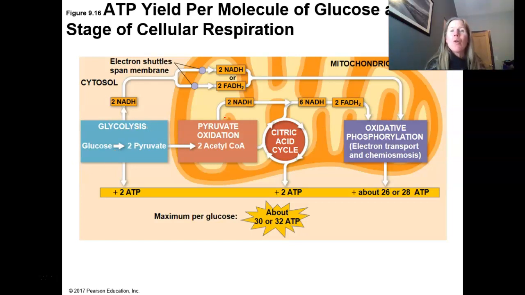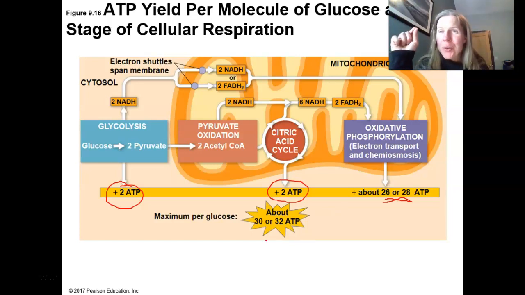Oh, look at that. Now they gave pyruvate oxidation. It's 2 NADH. Anyway, only I would care about this. So glycolysis, right? They're pointing out that you get those 2 ATP, citric acid cycle, you get those 2 ATP, and then all of those reduced molecules, all those hydrogens go to oxidative phosphorylation and are able to supply enough energy to phosphorylate 26 to 28 ATP. So then total, they're saying 30 or 32.